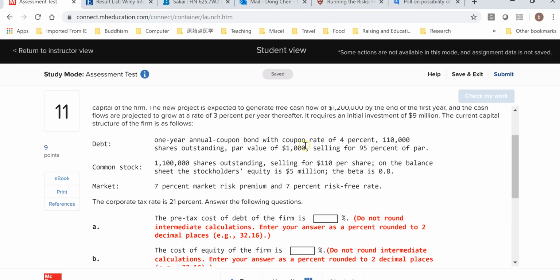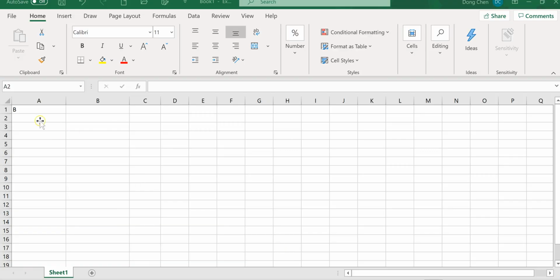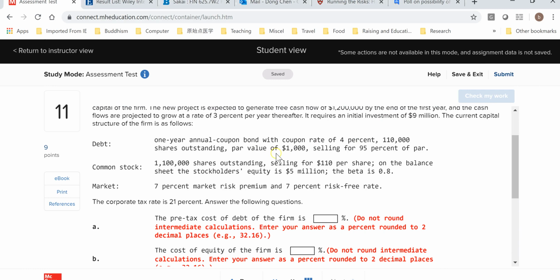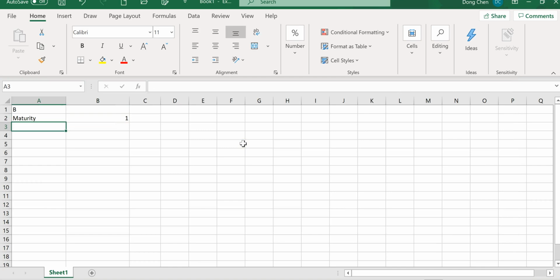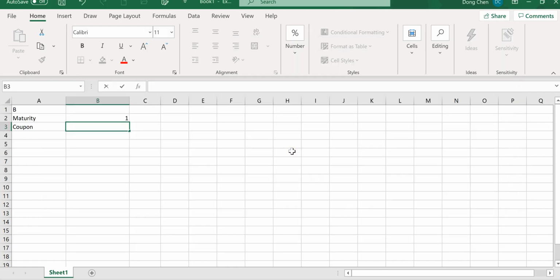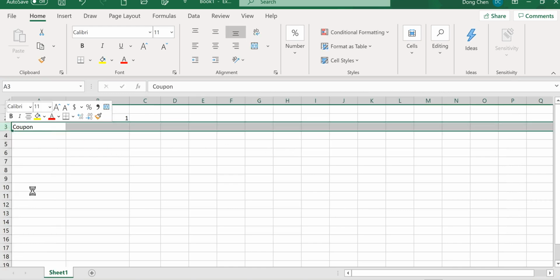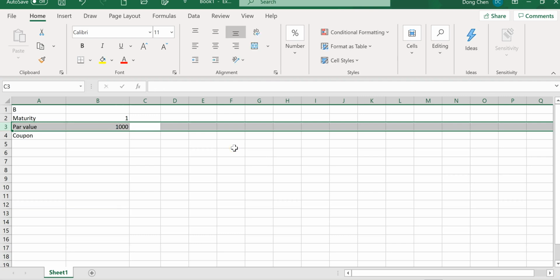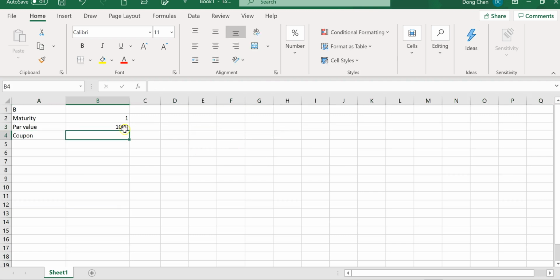So here the characteristics is this is a 1-year bond. So yield to maturity, the maturity is 1, and it doesn't mention whether this is a semi-annual bond. So we should assume this is an annual coupon bond. So maturity is 1, and coupon payment is the 4% multiplied by the par value, right? So why don't we write the par value first? So sometimes you may not get this default value of $1,000, even though the most common case is 1,000.